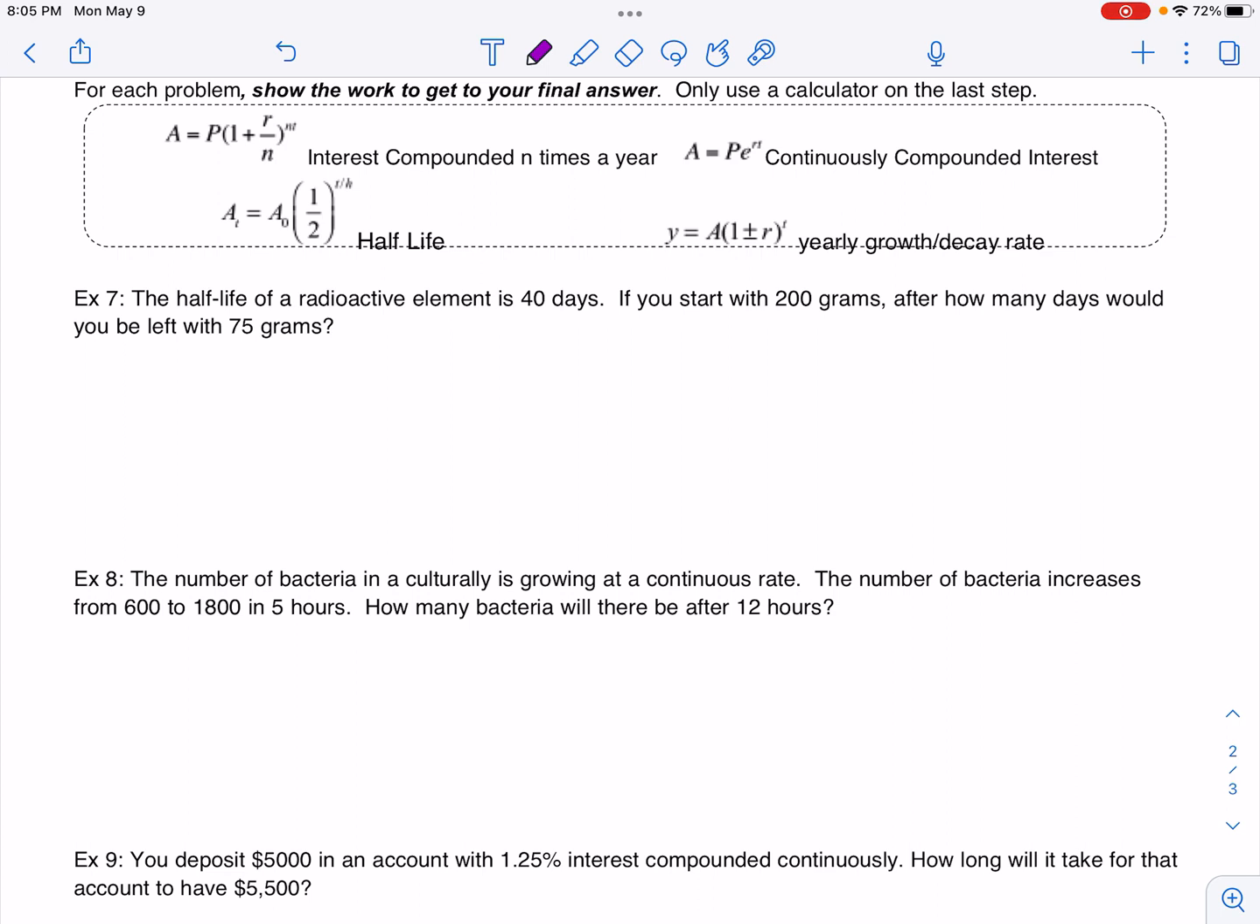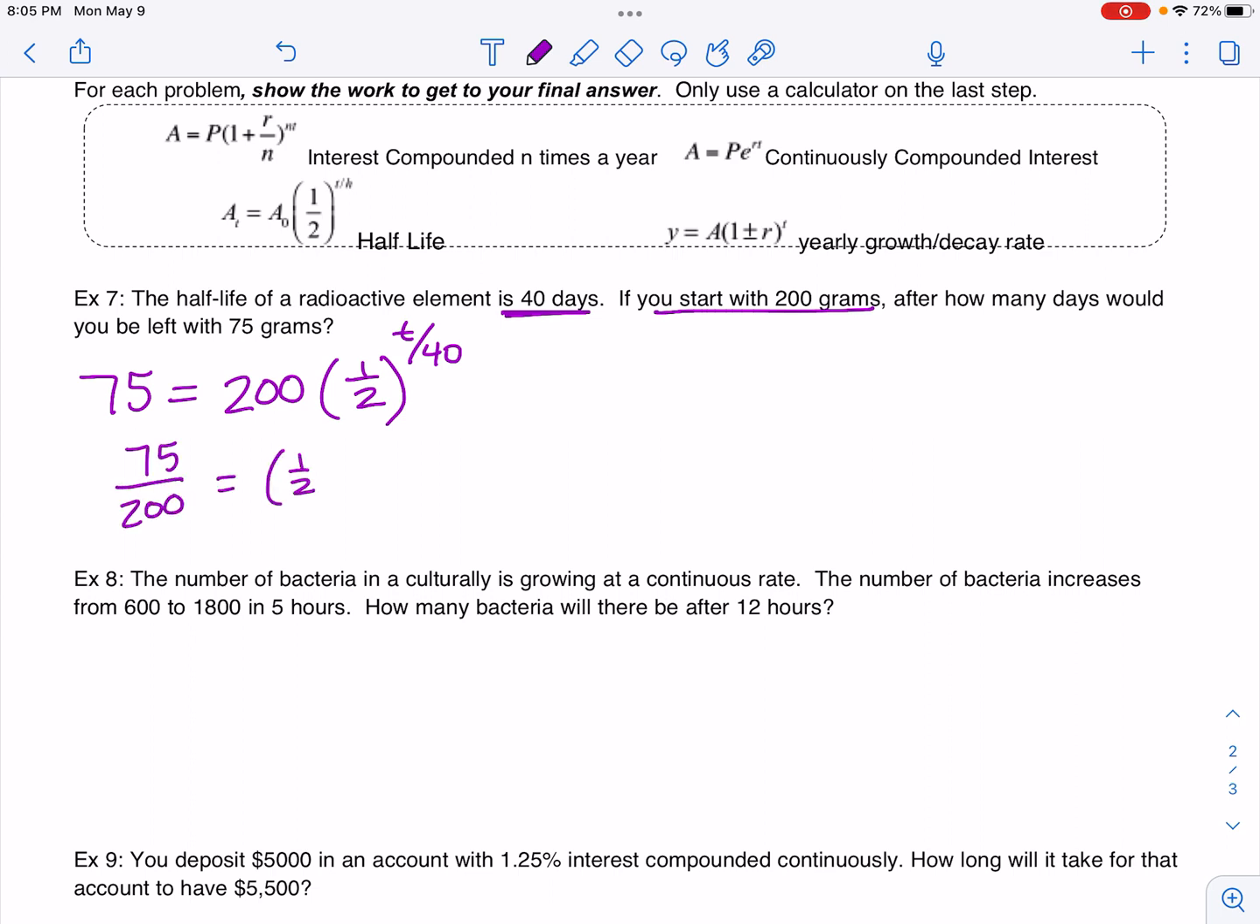It says if I start with 200 grams, so there's my initial amount. I know I'm doing a half-life, and it says the half-life was 40 days, so some time divided by 40. After how many days would you be left with 75 grams? So that is the amount after a certain amount of time that we are trying to solve for. So our goal is to solve for that variable of t, which is in the exponent. So I know I need to do a log to get there. Before I can do that, I want to isolate the term that has the exponent. So I'm going to divide by 200. And then that's going to equal my base of 1/2, raised to the t divided by 40.